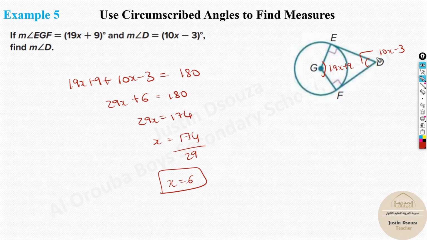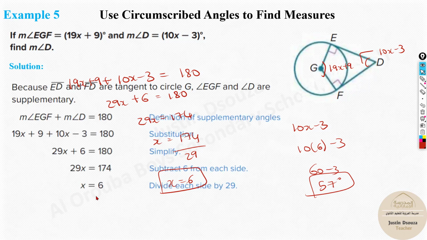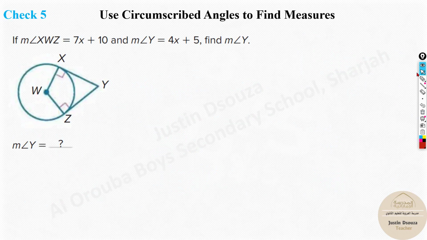the final answer because we need to find the measure of angle D, which is 10x minus 3. Now substitute the x value, 6, and solve. It will be 60 minus 3, that is 57 degrees. So this will be your final answer. That is the angle of D. So you can see the x value was 6, and then substitute over here and solve. That's the answer. Please do try to solve this problem by yourselves, and then we will solve it together.